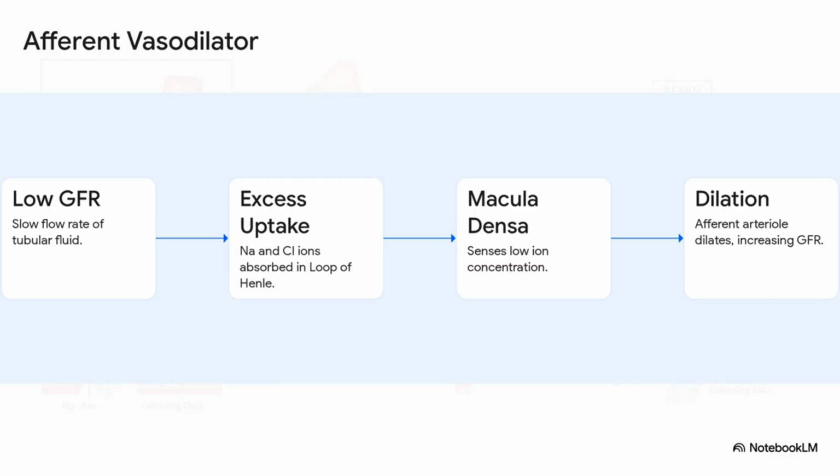The macula densa senses this low sodium and chloride. It immediately sends a signal to dilate the afferent arteriole. Opening that entrance pipe increases blood flow into the glomerulus, causing an increase in glomerular pressure and bringing the GFR right back up toward the required level.